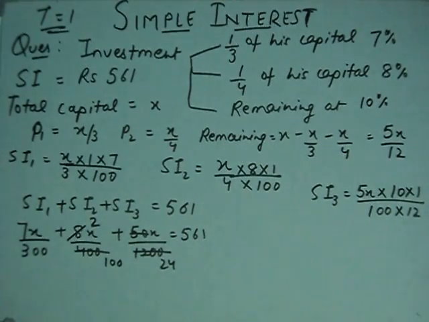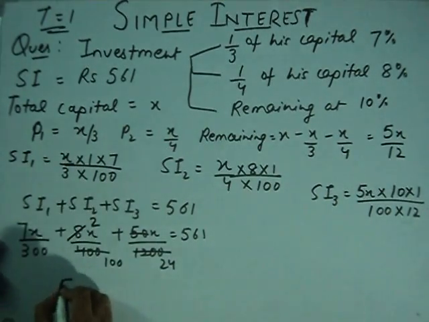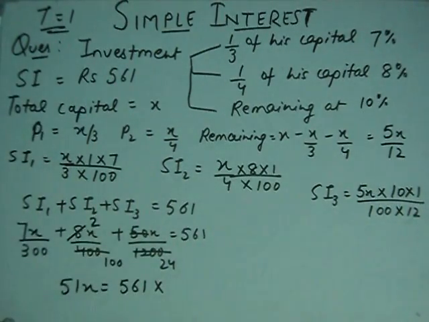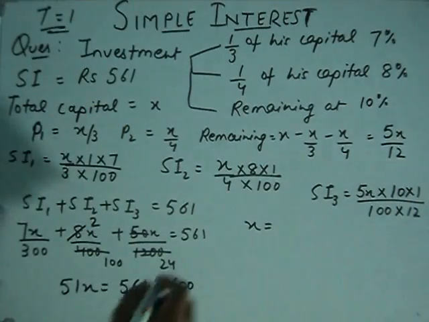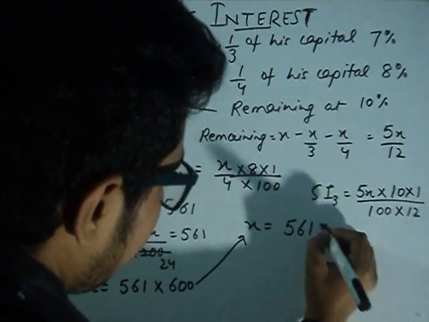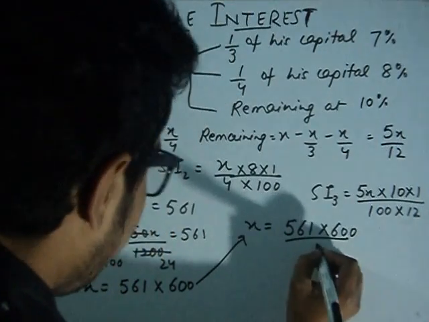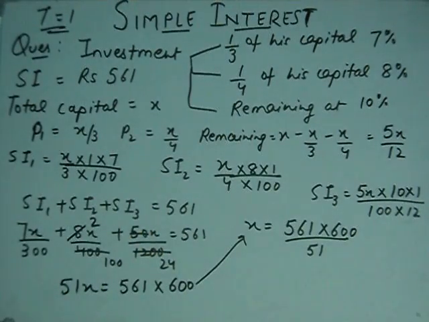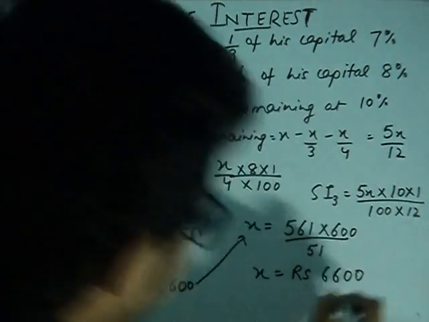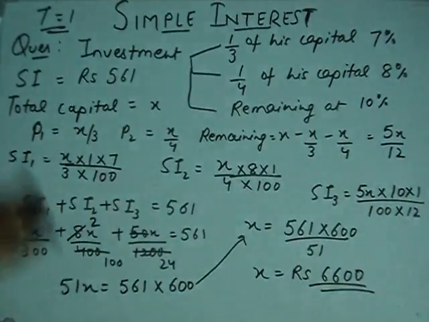So after this we get 51x equal to 561 multiplied by 600. Now our next step is x equals 561 multiplied by 600 divided by 51. And after cancellation we get x equal to rupees 6600. So this is our final answer.